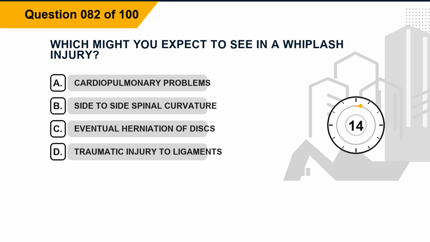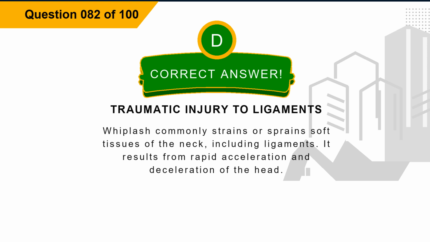Question 82. Which might you expect to see in a whiplash injury? Option A, cardiopulmonary problems. Option B, side-to-side spinal curvature. Option C, eventual herniation of discs. Option D, traumatic injury to ligaments. The correct answer is option D, traumatic injury to ligaments. Explanation: whiplash commonly strains or sprains soft tissues of the neck, including ligaments. It results from rapid acceleration and deceleration of the head.